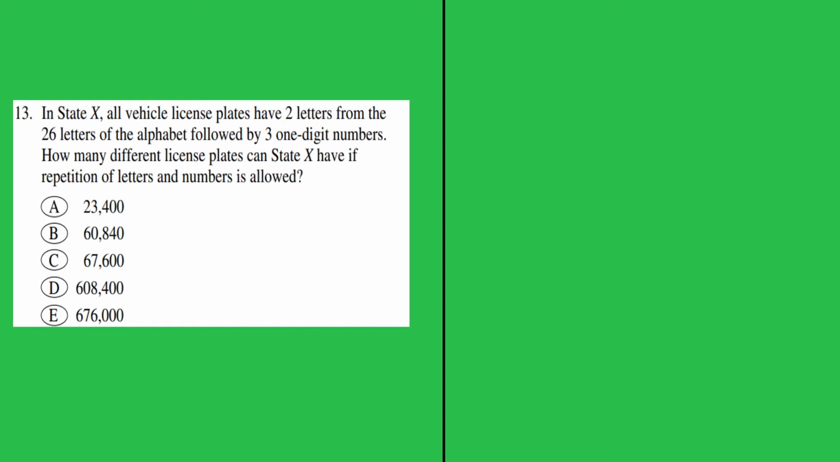So the total number of possibilities will be 26 times 26 times 10 times 10 times 10, which is nothing but 676,000, which is option E.